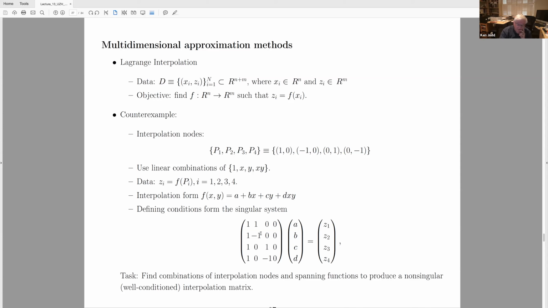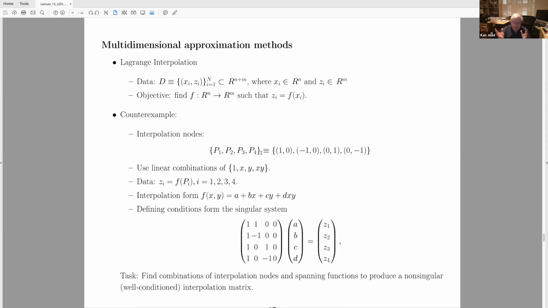So the placement is even more critical in multidimensional cases. If you're going to do interpolation, you have to have a compatible set of points and set of basis functions. I mean, that's what we're doing.